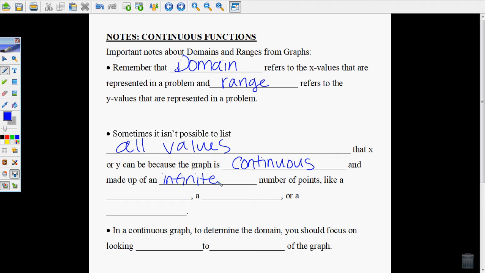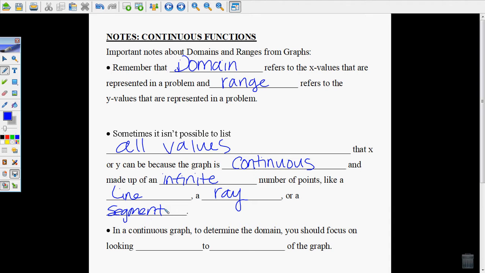Infinite number of points. How many of you had geometry last year? What is made up of an infinite amount of points in geometry? It's the first vocabulary you learned. A line. A line is made up of an infinite amount of points, right? And there are 2 variations of a line. A ray and what else? Not a plane. One more. A segment. Good job. We got a ray and a segment.